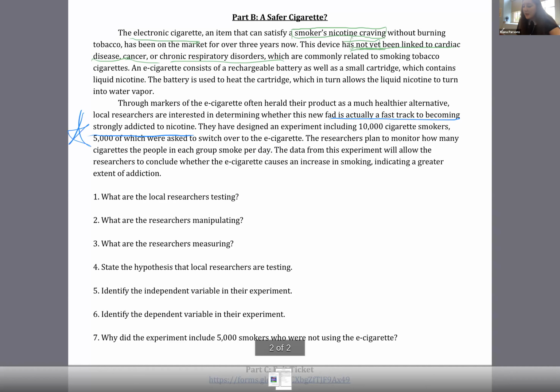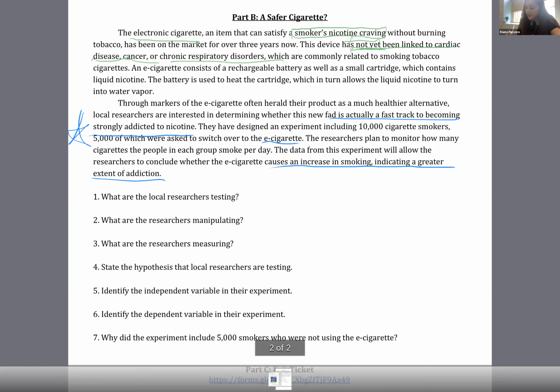They have designed an experiment including 10,000 cigarette smokers, 5,000 of which were asked to switch over to e-cigarettes. The researchers plan to monitor how many cigarettes the people in each group smoke per day. The data from this experiment will allow the researchers to conclude whether the e-cigarette causes an increase in smoking, indicating a greater extent of addiction. So, what are the local researchers testing?